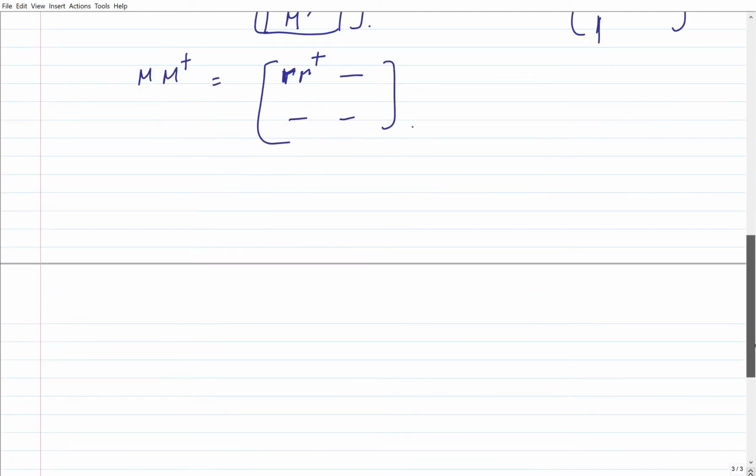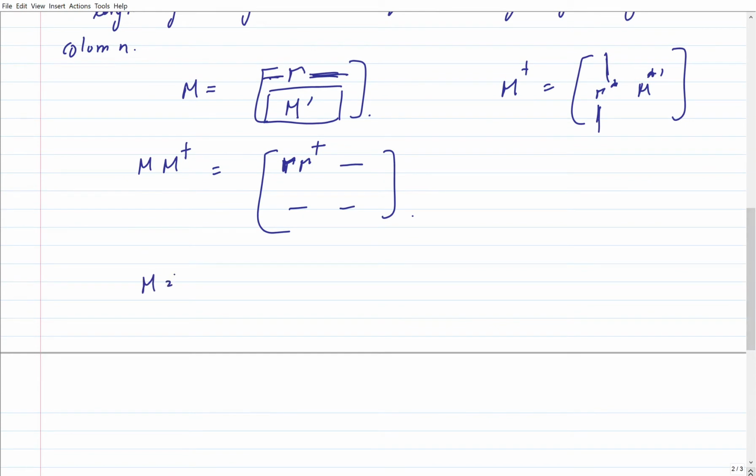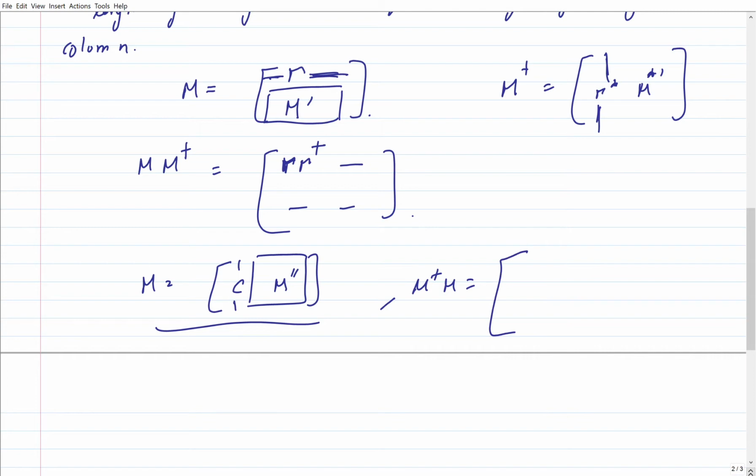Similarly, if I write M in terms of its column vectors, I'll write it as c, M prime and M double prime. This is the same matrix, but now it's written as its first column and then the remainder of the matrix. If I take M dagger M now, after multiplication this is going to be c dagger c as the first element, and so on and so forth. So when M M dagger and M dagger M are equal, that means that r r dagger and c dagger c are equal.